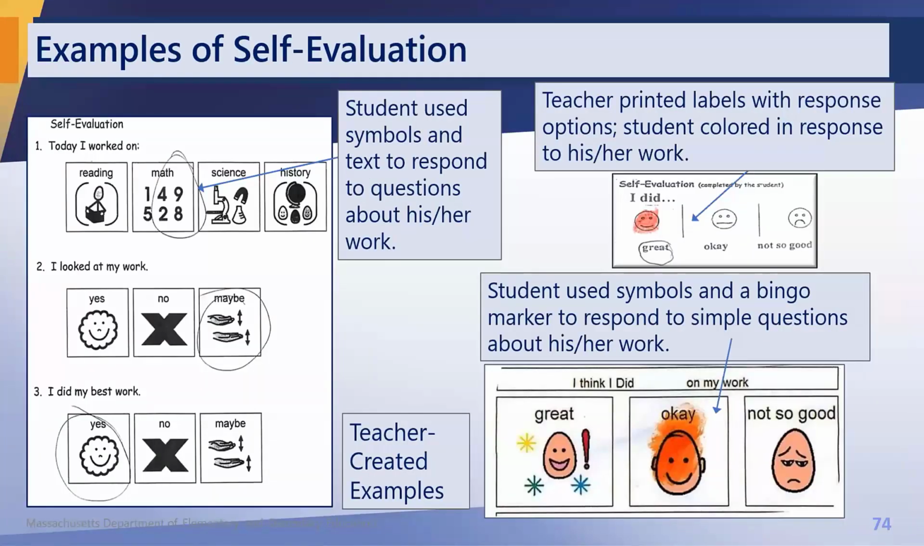Here's some examples from teachers. You can see a lot of them are Mayer-Johnson symbols that they use. They use pictures and text, and sometimes the student is able to circle it. Sometimes I use a bingo dabber. The one up here with the three different faces, I did great, okay, not so good. Those were created on labels like Avery labels. The student just colored the one in, so the teacher wanted to remember to put that on the work.